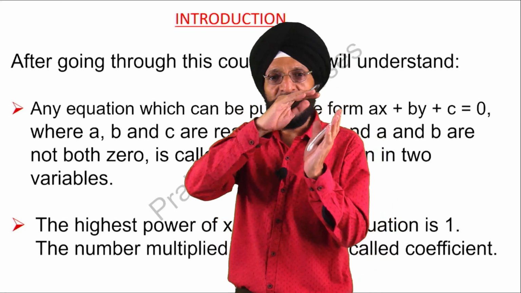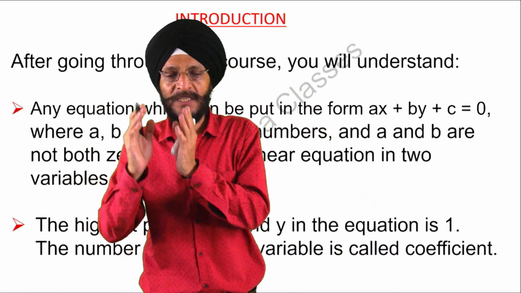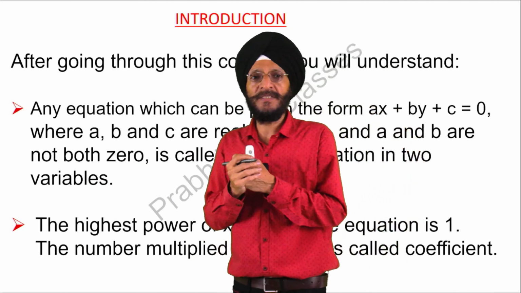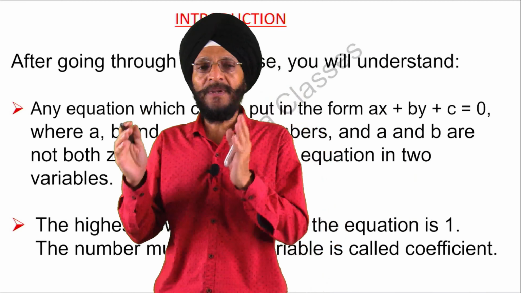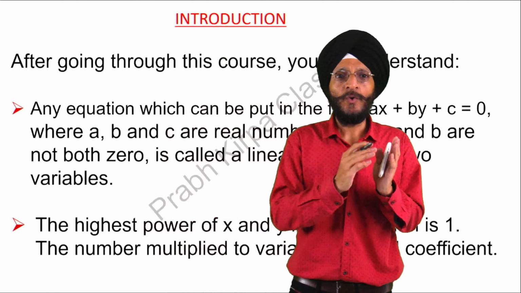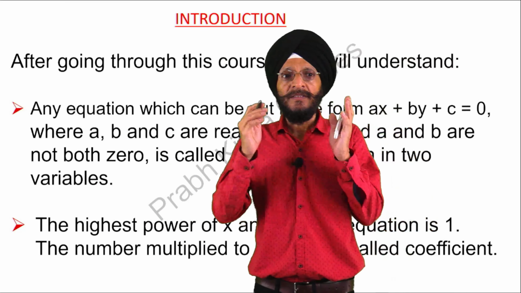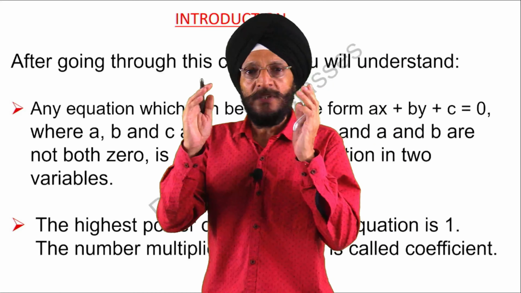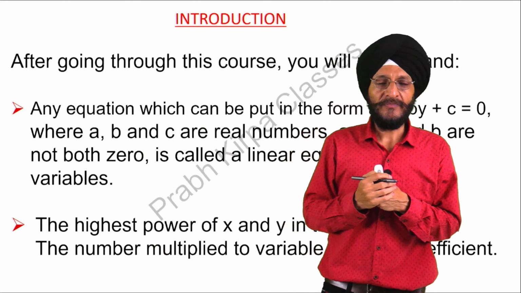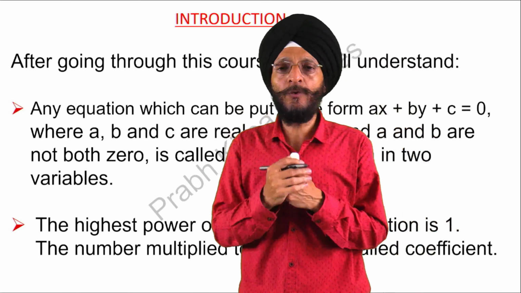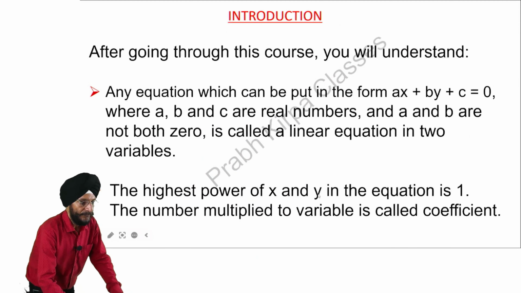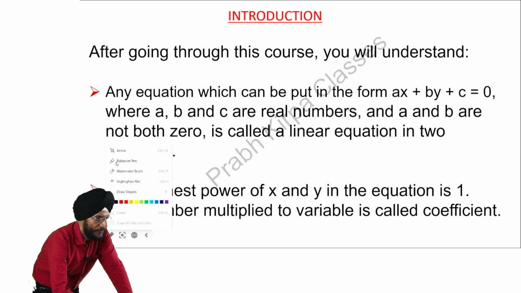any equation which can be put in the form of ax plus by plus c is equal to 0, where a, b and c are real numbers and a and b are not both 0, is called a linear equation in two variables. And the highest power of the variables, that is x and y, is only 1. The numbers which are multiplied to the variables, that is a and b, are called coefficients.